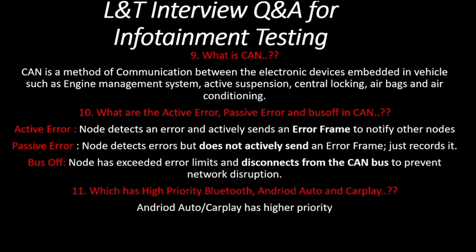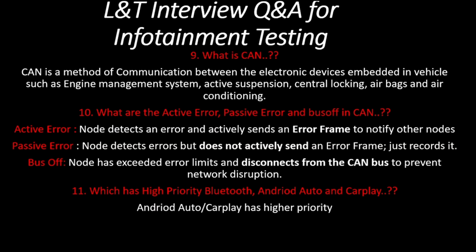What are active error, passive error, and bus off in CAN? Active error: the node detects an error and actively sends an error frame to notify other nodes. Passive error: the node detects errors but does not actively send an error frame, just records it. Bus off: the node has exceeded error limits and disconnects from the CAN bus to prevent network disruption.